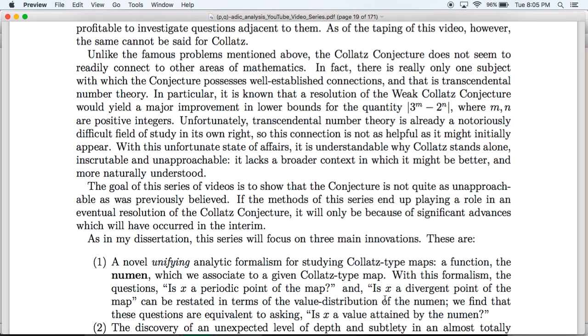So that's the first thing, the Newman. Oh, I should say that the result which makes this reformulation valid, I call it the Correspondence Principle, and it tells us that we can replace the question of studying the dynamics of our Collatz-type maps by studying the value distribution of our Newmans.